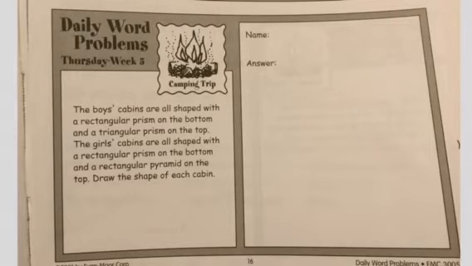The boys' cabins are all shaped with a rectangular prism on the bottom and a triangular prism on the top. The girls' cabins are all shaped with a rectangular prism on the bottom and a rectangular pyramid on the top. Draw the shape of each cabin.